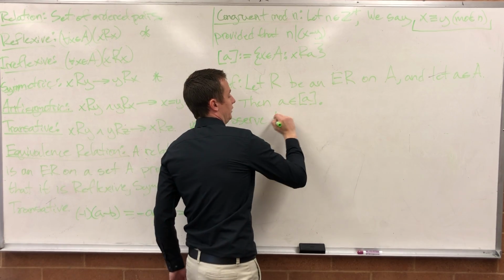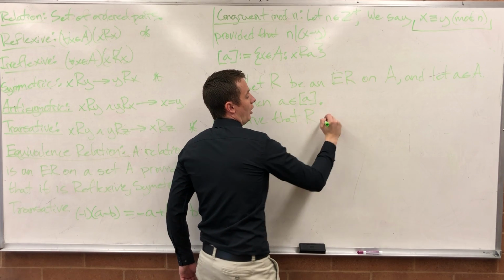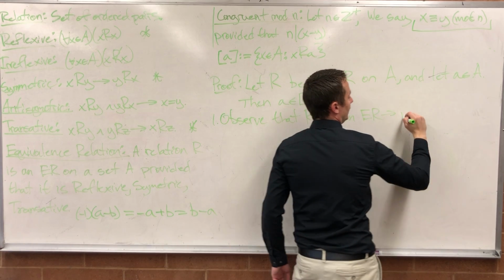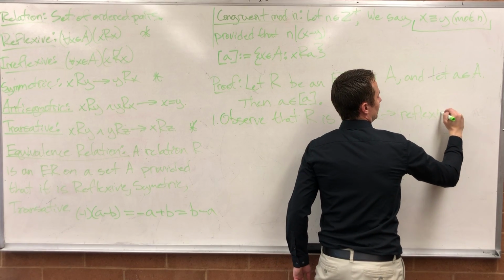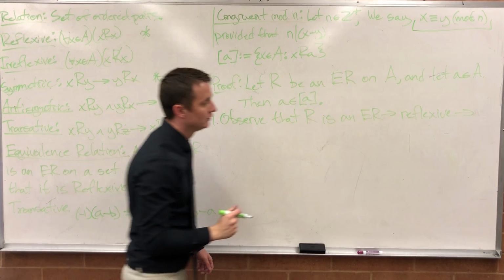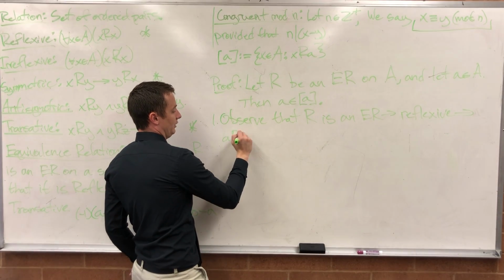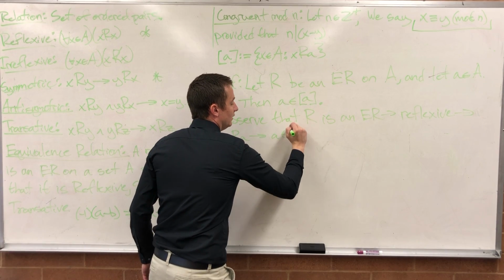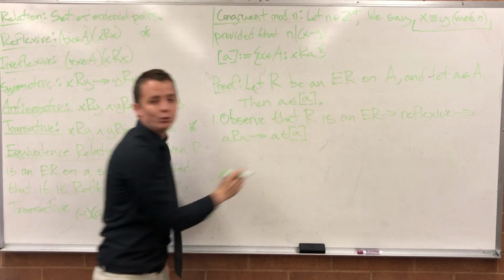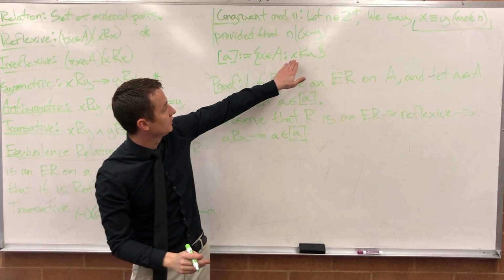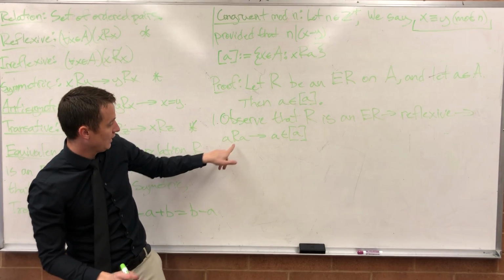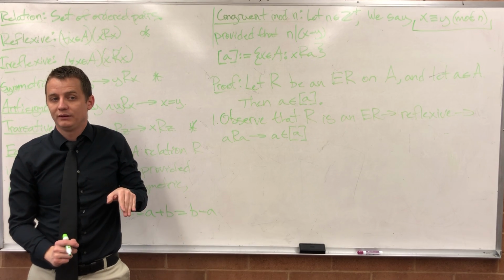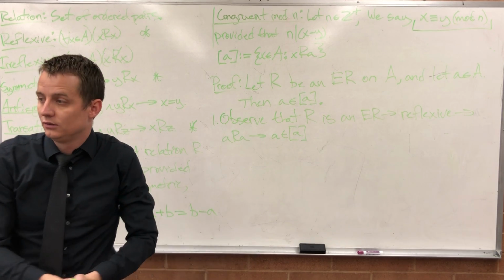Reflexive. Observe that R is an equivalence relation, which implies that it is reflexive, which implies what? That a is related to a, which implies what? That a is in its equivalence class. What is the equivalence class of a? It's the set of everything such that that thing is related to a. Is a related to a? Yes. So it's in there, by definition. Make sense? Square box. Yeah, square box.